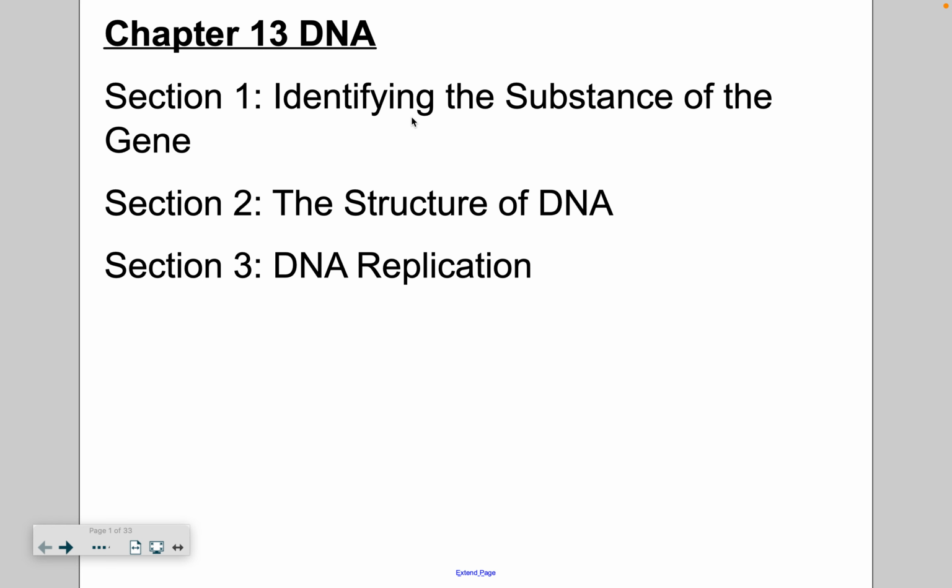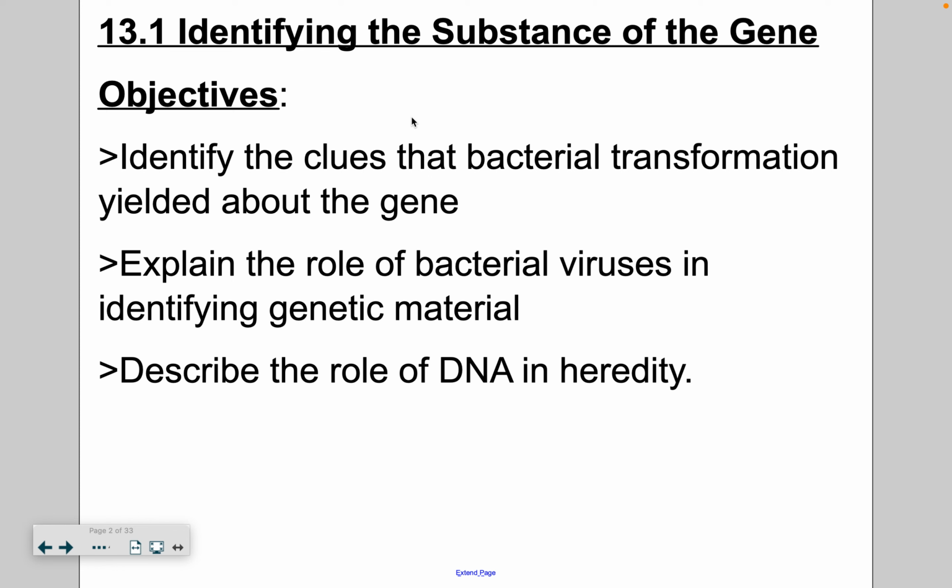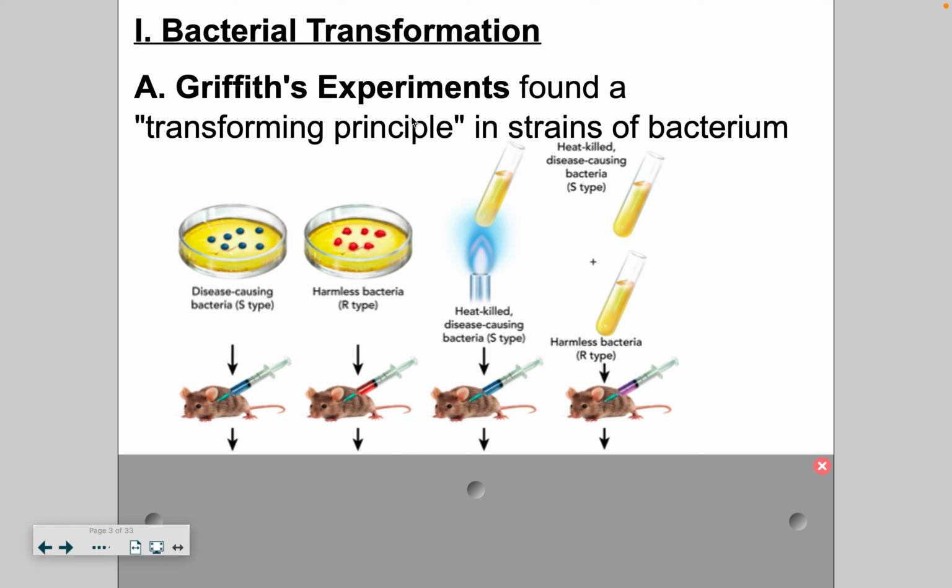This kind of talks about how DNA was discovered to be a transforming principle, passing on genetic information to offspring, and then I'm going to talk a little bit about some of the experiments behind that. So today's objectives: identify clues that bacterial transformation yielded about the gene, and how did bacterial viruses help us identify the genetic material, and then describe the role of DNA in heredity, basically the three roles of DNA in heredity.